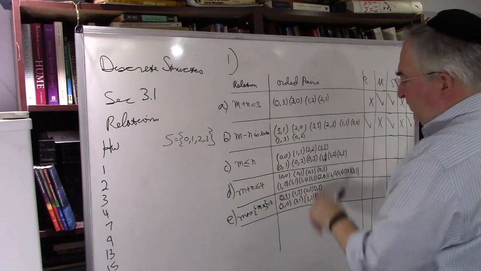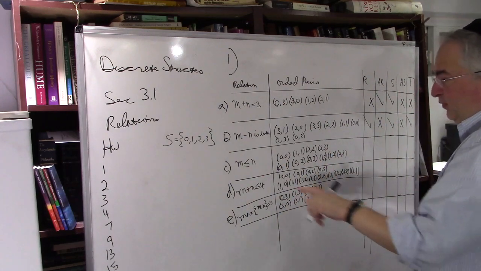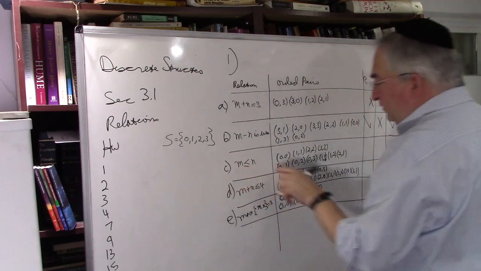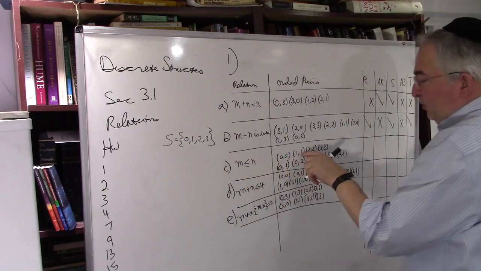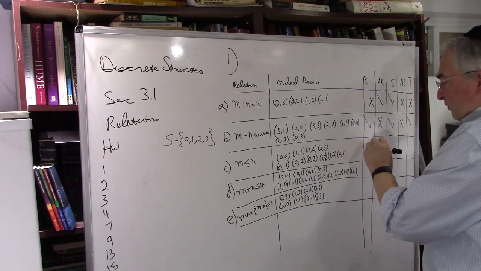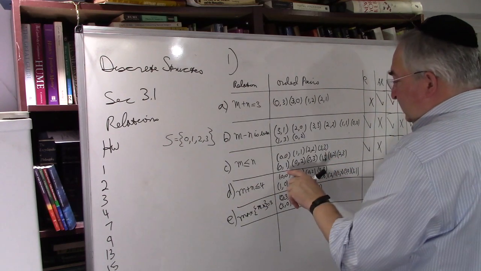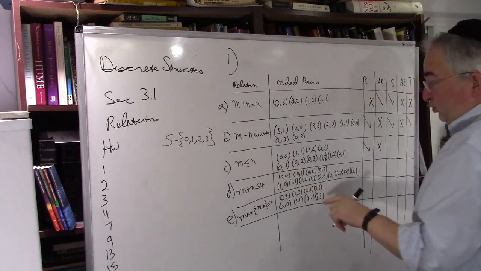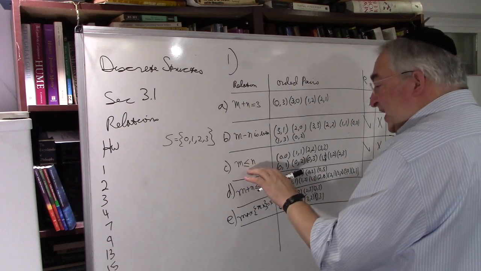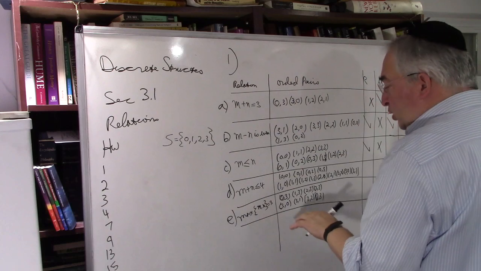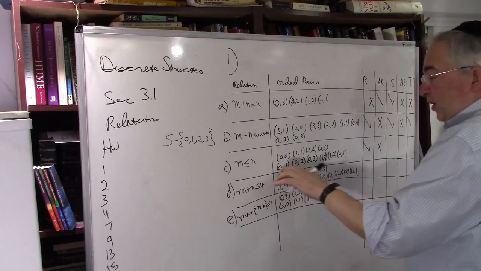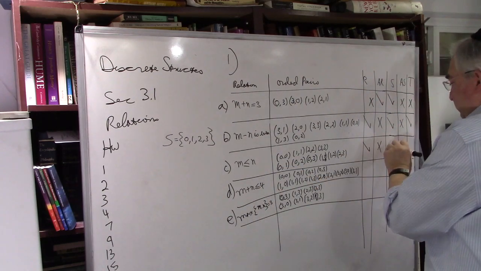Okay, m less than n. There are a lot of things here. So first of all, less than or equal to. As soon as you have equal, that means (0,0), (1,1), (2,2), (3,3), so it's reflexive. Is it anti-reflexive? No, it's not anti-reflexive. Is it symmetric? If m is less than n, does that mean n is less than m? No. 0 is less than 1, but 1 is not less than 0, so it's not symmetric.